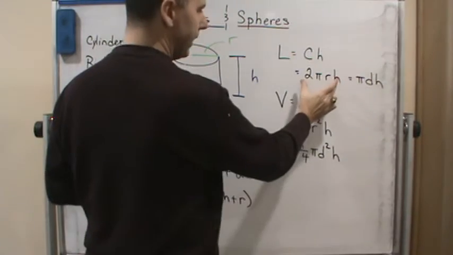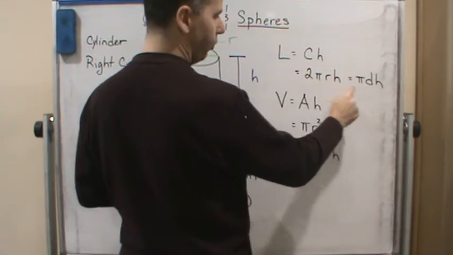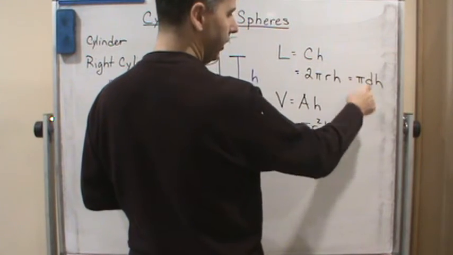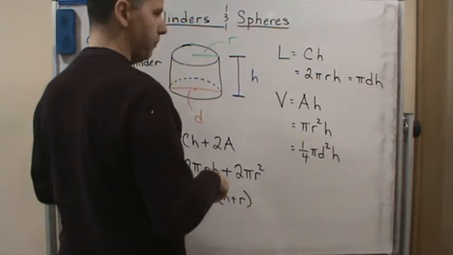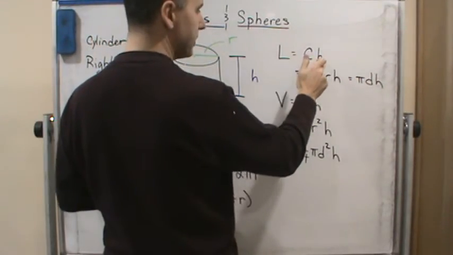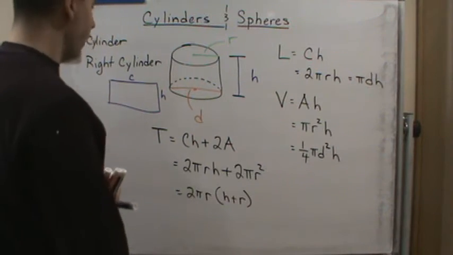And again, you could write it this way or this way. Remember, circumference is just 2 pi r or pi d. Okay? Either way. So again, just remember the formulas. Or just remember circumference times height and just remember the formula for circumference. Okay? Volume.